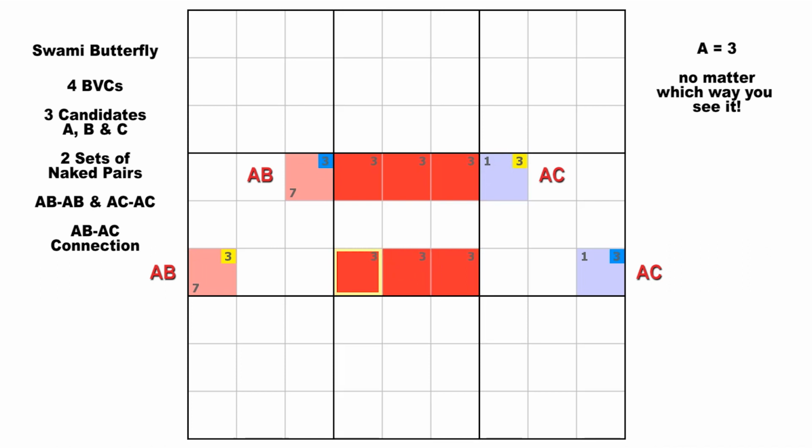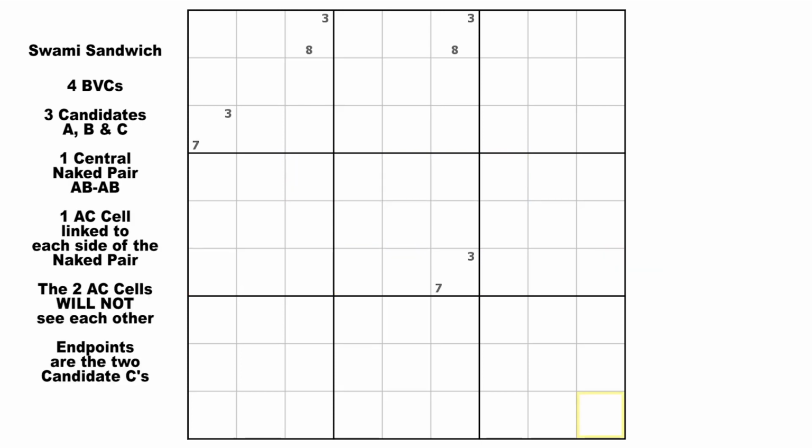So now let's move on to the 6th and final pattern of the group, the sandwich. The sandwich is like a butterfly turned inside out. What we're looking for this time is a naked pair of AB, AB that sits in the middle of the pattern, with an AC cell on either side of it.